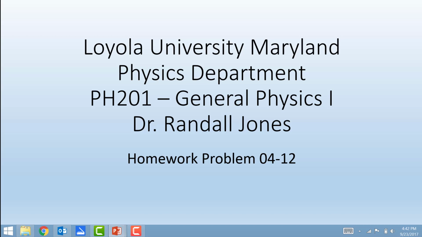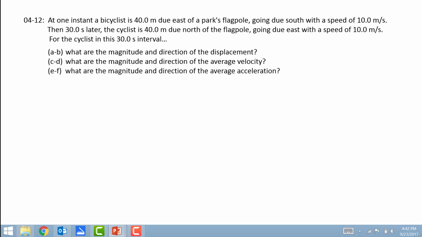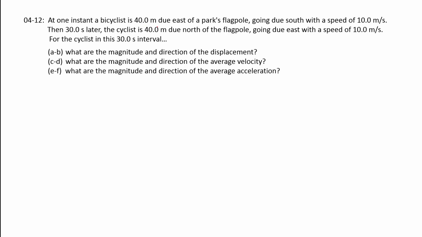This is the solution to problem 4-12 of Halliday, Resnick, and Walker. Let's go over and look at the problem itself. We're given some information about a bicyclist starting at a certain position, due east of a flagpole, with a velocity heading south. Then 30 seconds later, we're due north of the flagpole and going with a velocity east. So then we've got some questions about displacements and average velocity and whatnot.